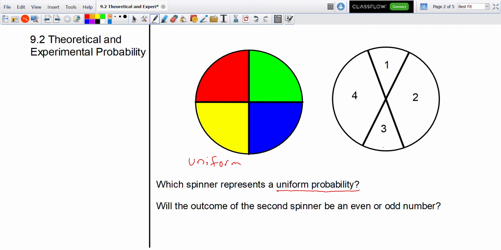Like if I were to ask you, will the outcome of the second spinner be an even or an odd number? Right? Yes, theoretically, it should be an even number, right? There's a higher chance of it being an even number. Does it mean that when we do the experiment itself, it'll be an even? No. Right? When we do the experimental probability, it may turn out to be odd. Right? But theoretically, we should land on an even number because they're bigger spaces.